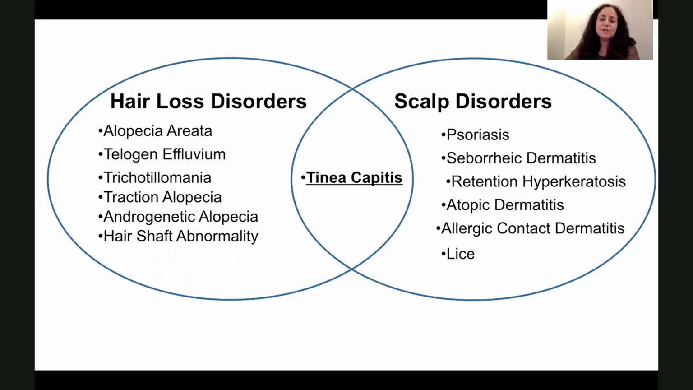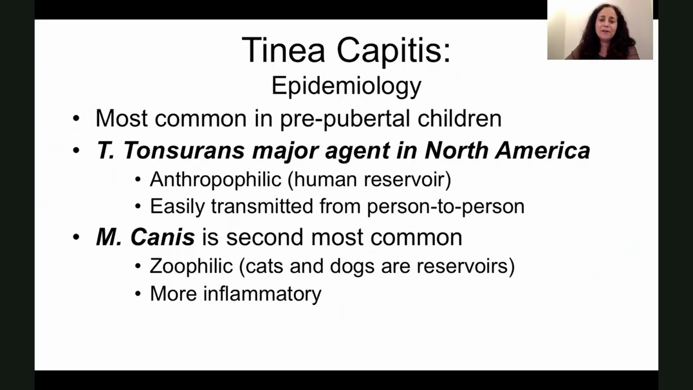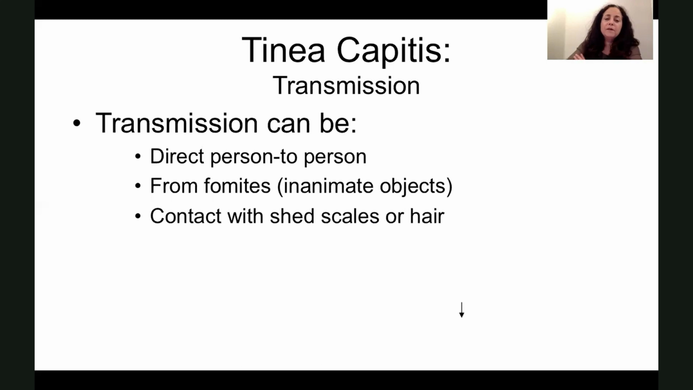Tinea capitis, however, is a disorder that affects both the scalp and the hair shaft. Tinea capitis is common more so in prepubertal than postpubertal children. And the two most common dermatophytes that cause this are Trichophyton tonsurans, which is typically transmitted human to human and is less inflammatory, and Microsporum canis, which often can have an animal reservoir and tends to be more inflammatory.